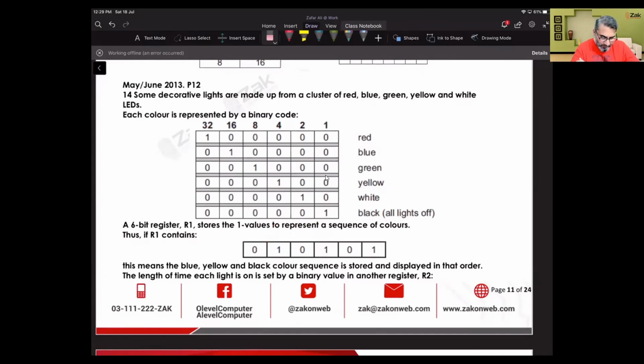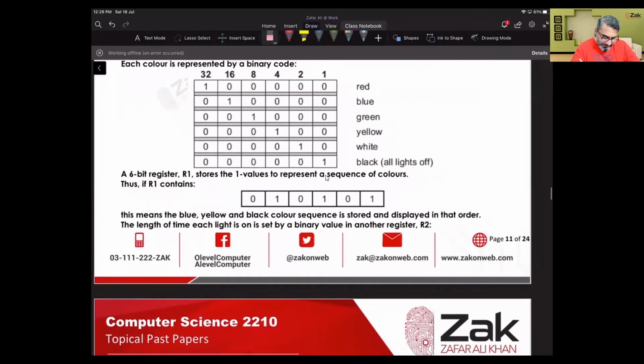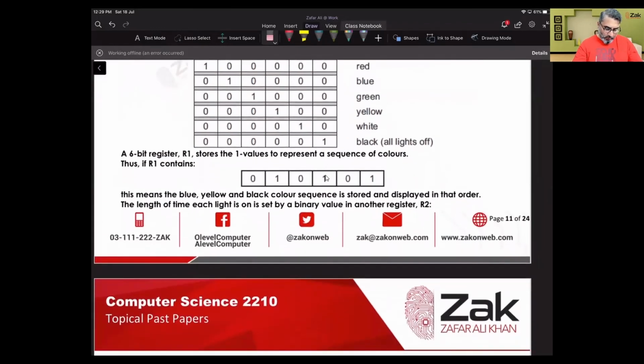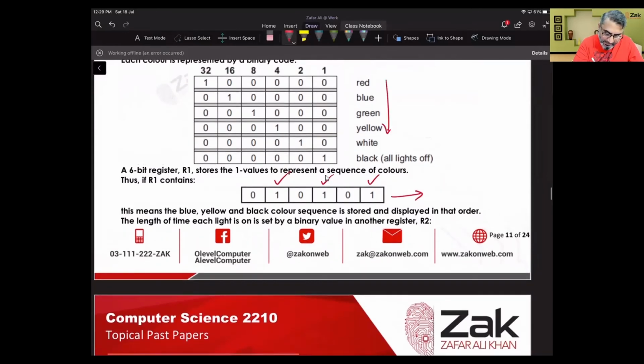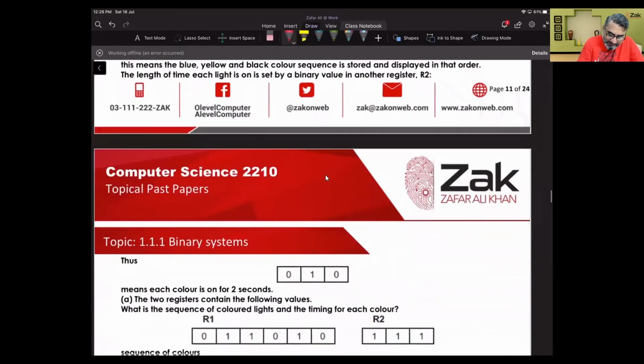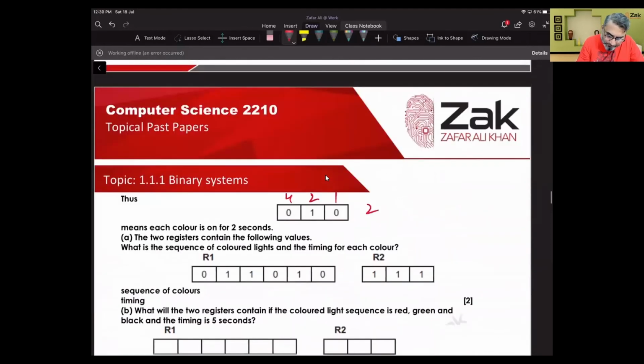Okay. And then it says that this means that blue, yellow, and black color sequence is stored and displayed in the order. Order, what is order? Left to right. Like this. The length of the time each light is on is set by a binary value in another register R2. So it means that if R2 has got this, this is 2.